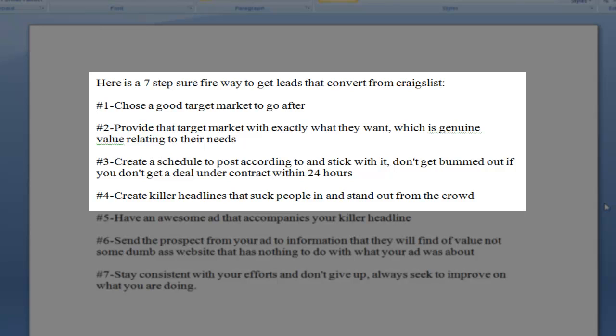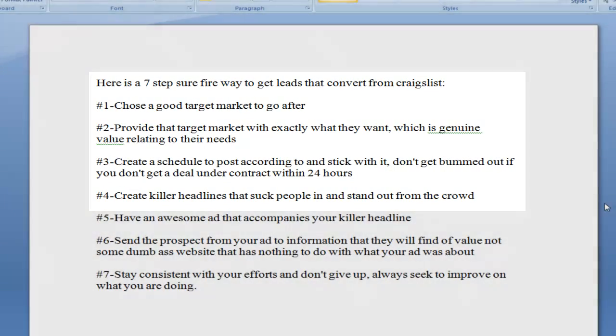Now, to do so, you can use really off-the-wall headlines. You can choose certain verbiage in your headlines that stands out, and you can also use symbols in your headlines that stand out. So those are 3 real good tips that I want to give you guys for step number 4.